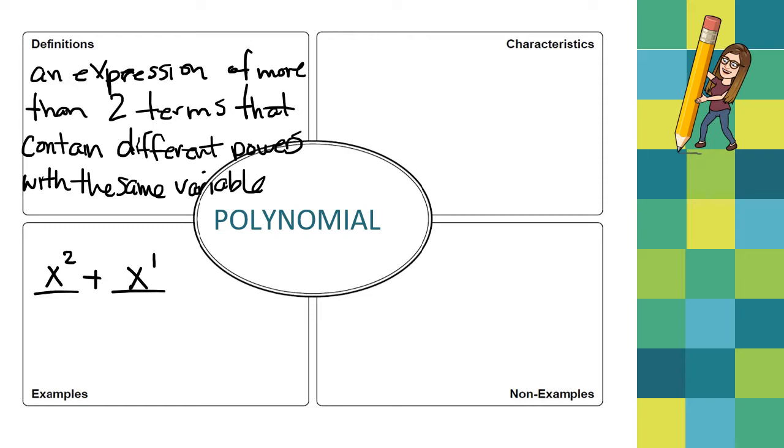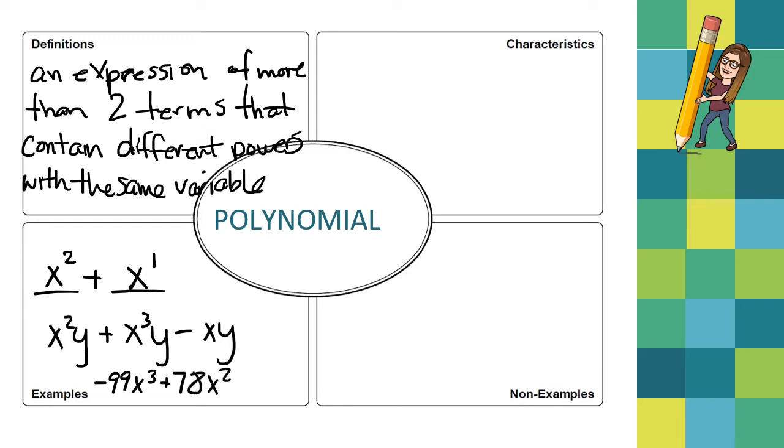It can be any variable, and it could have two of the same variables. So for example, I could have x squared y plus x cubed y minus xy. I could also have something really long with all kinds of numbers, like negative 99x cubed plus 78x squared minus 72. It doesn't have to have a variable. I could also have a constant.